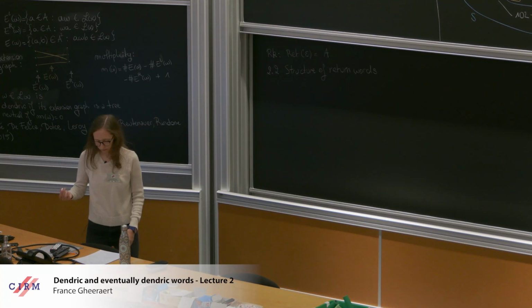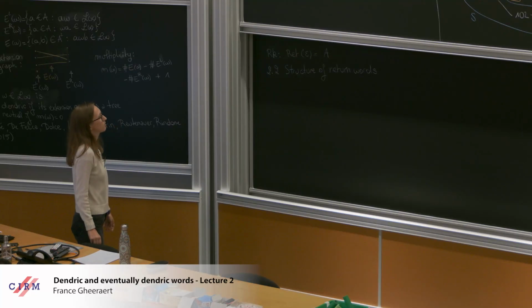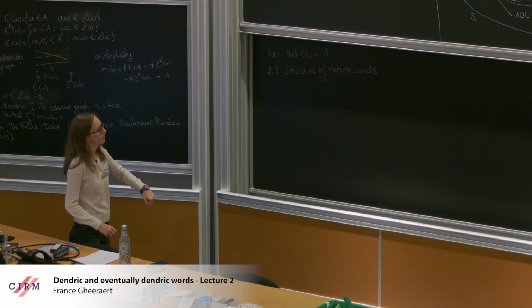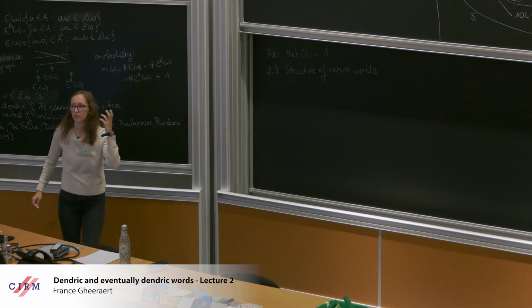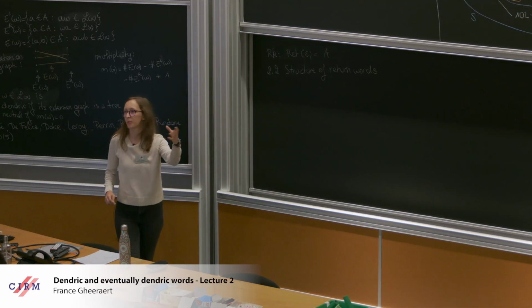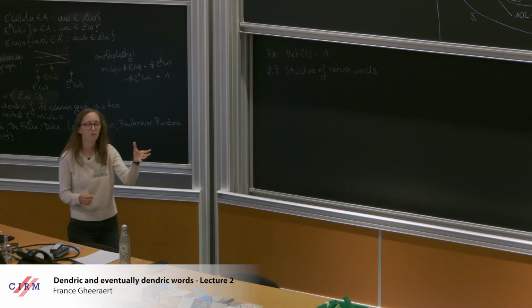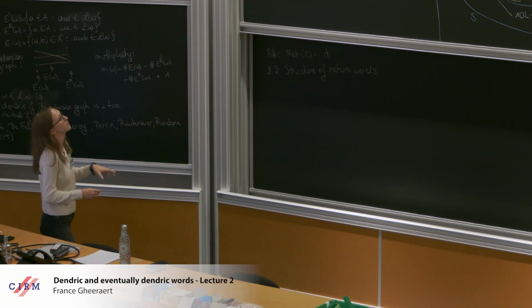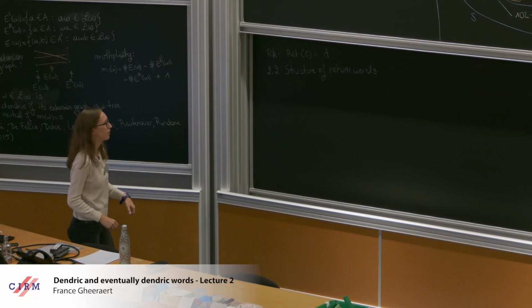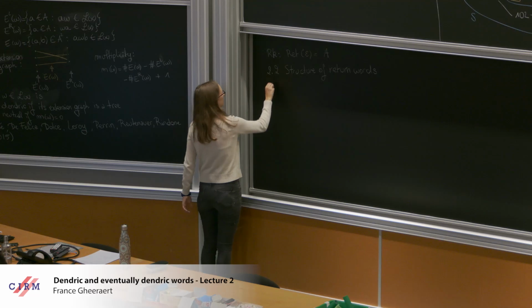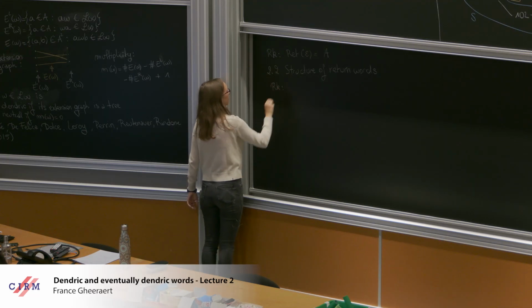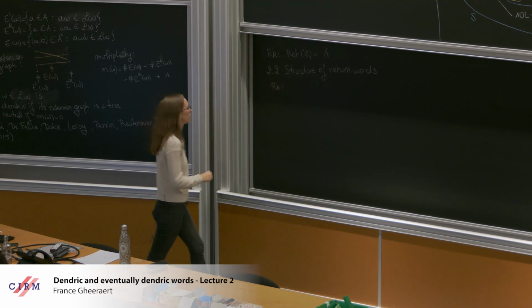And why would it make sense to look at the structure of return words in the context of dendricity? Well, as we saw, dendricity is somehow related to nice properties of Rauzy graphs. They're not really easily describable, but nice properties of Rauzy graphs. And Rauzy graphs are related to return words in the following way.